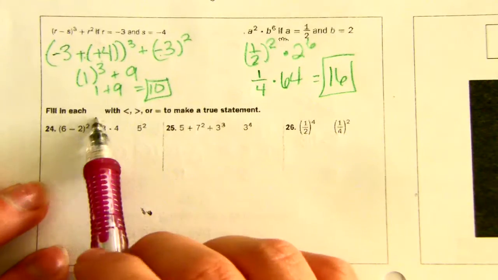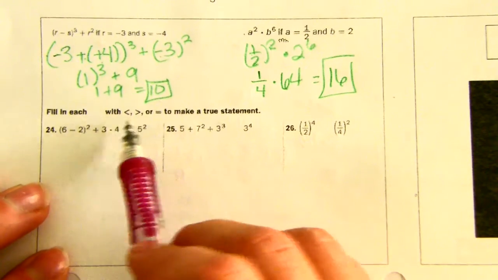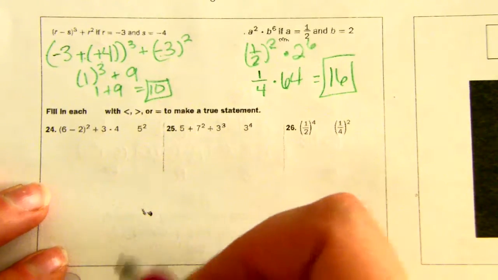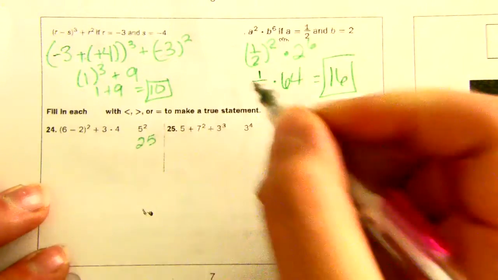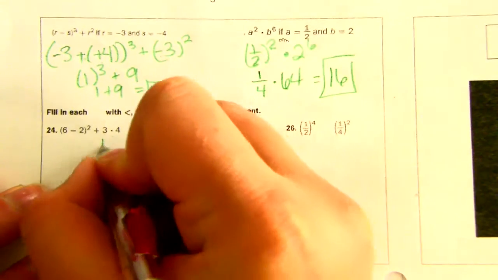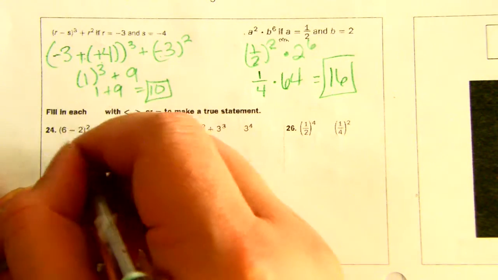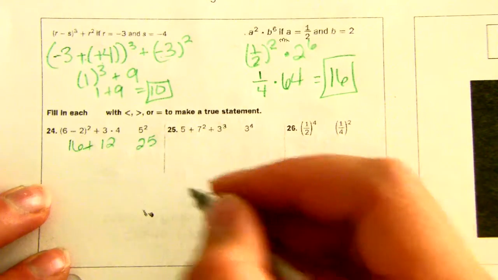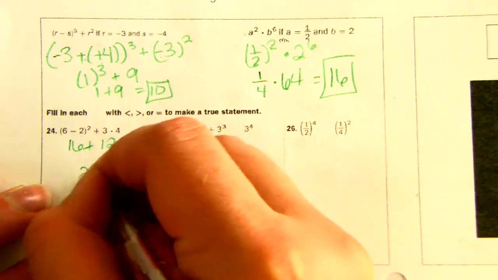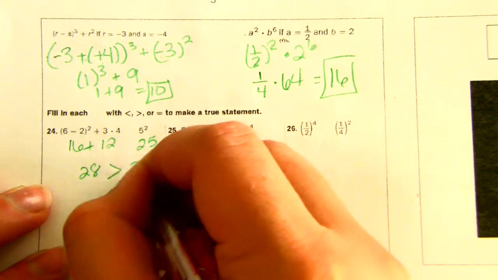This one is just replacing the empty space with a greater than, less than, or equal to make it true. You can make an estimate first. I know that this is 25. This looks nasty, but we can do it. 6 minus 2 is 4. 4 squared is 16. 16 plus 12 is 28, which is greater than 25.